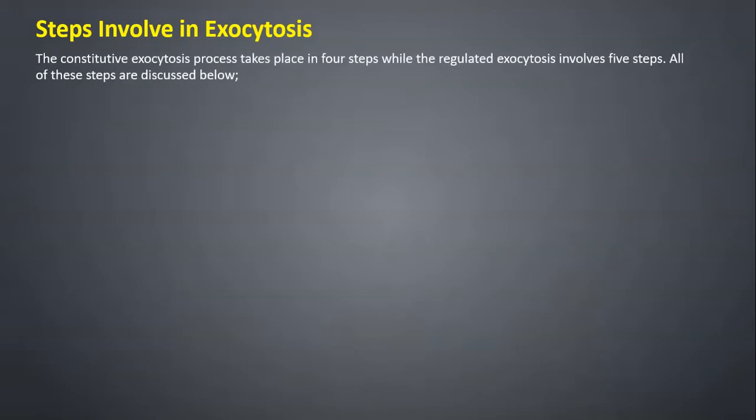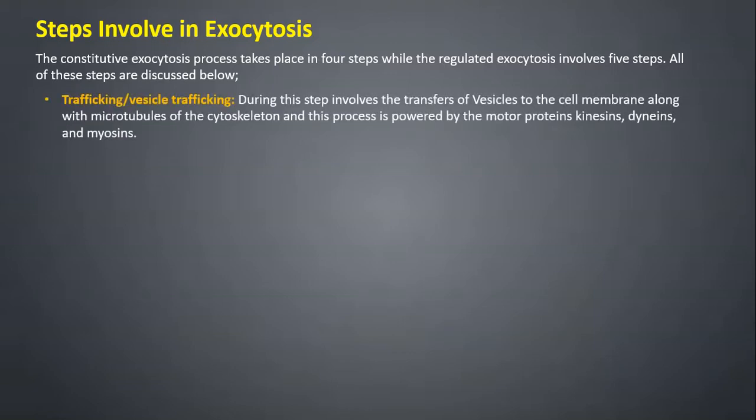Now, let us discuss the different steps in detail which are involved in exocytosis. The constitutive exocytosis process takes place in 4 steps, while the regulated exocytosis involves 5 steps. All of these steps are discussed below. Trafficking. This step involves the transfer of vesicles to the cell membrane along the microtubules of the cytoskeleton, and this process is powered by the motor proteins kinesins, dyneins, and myosins.